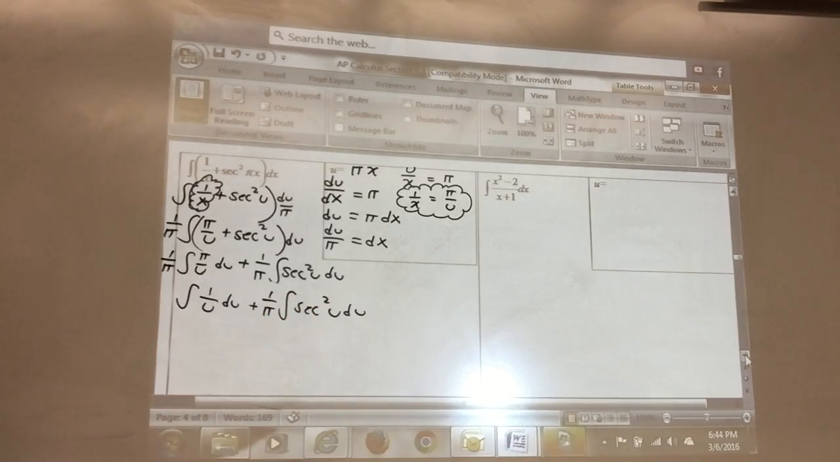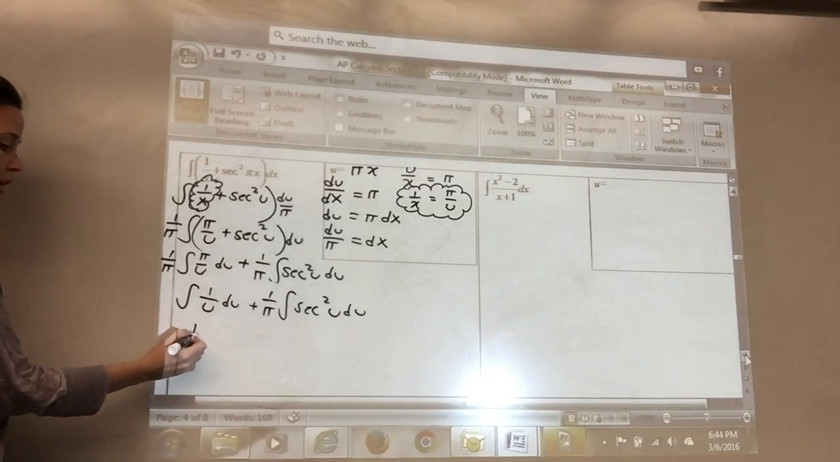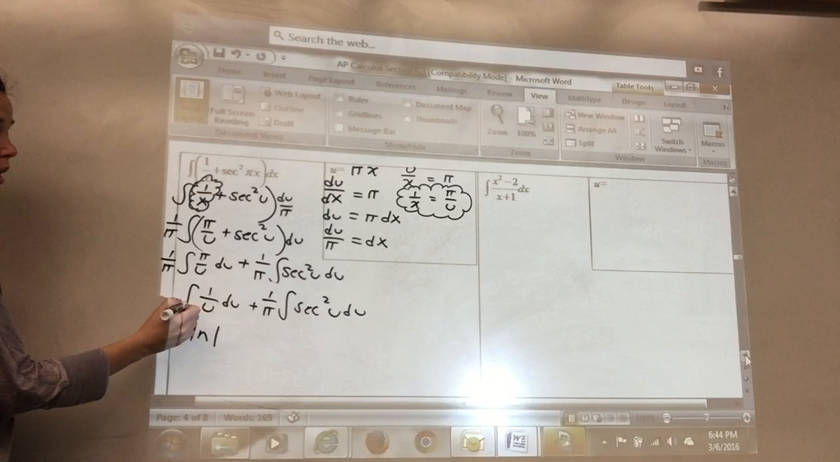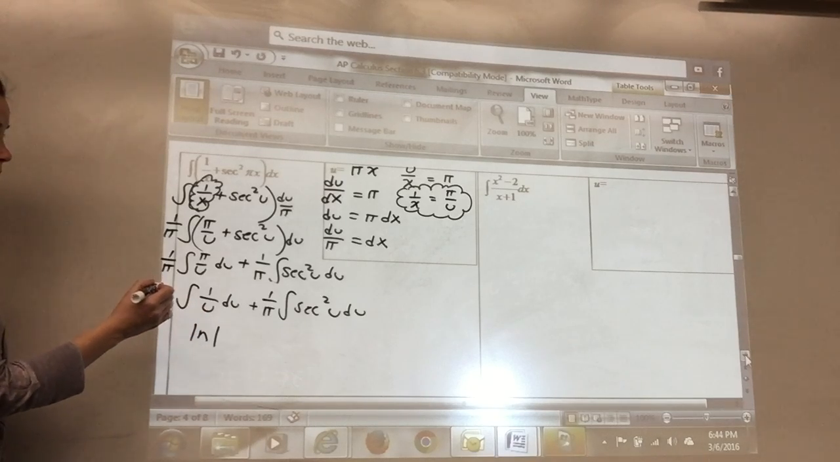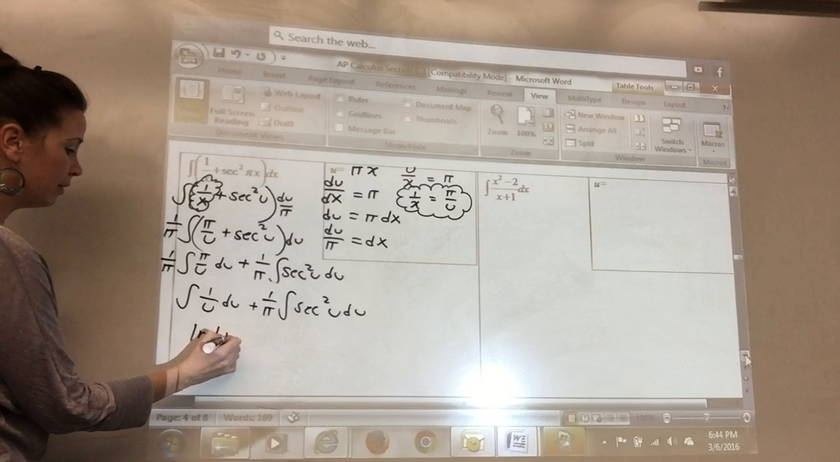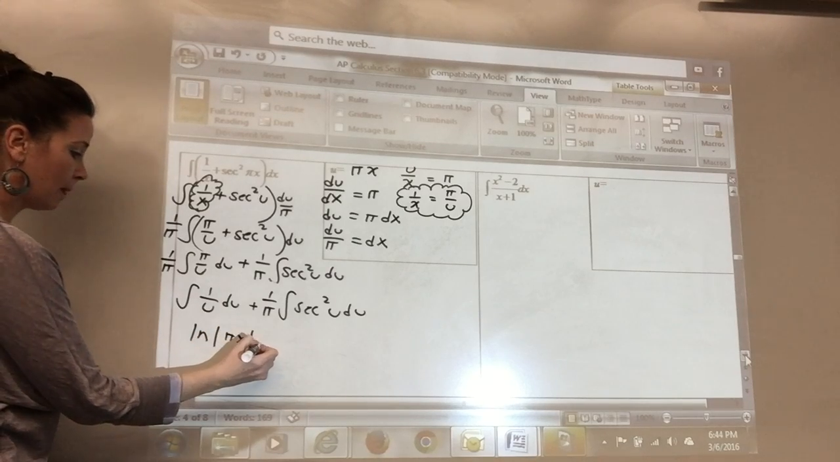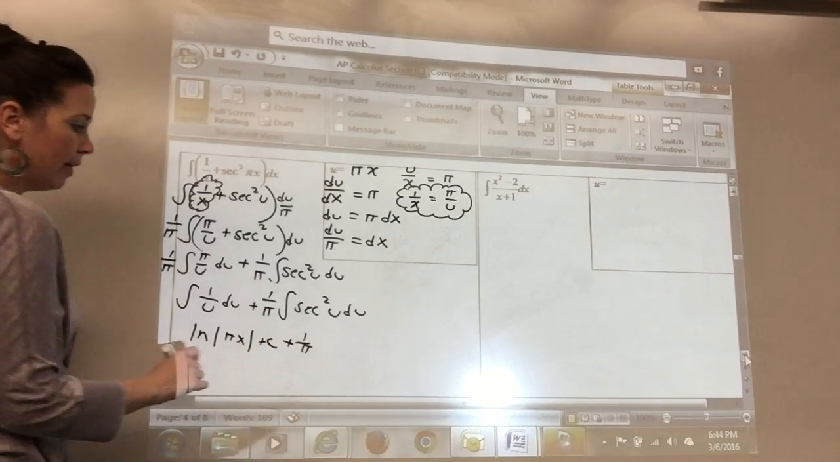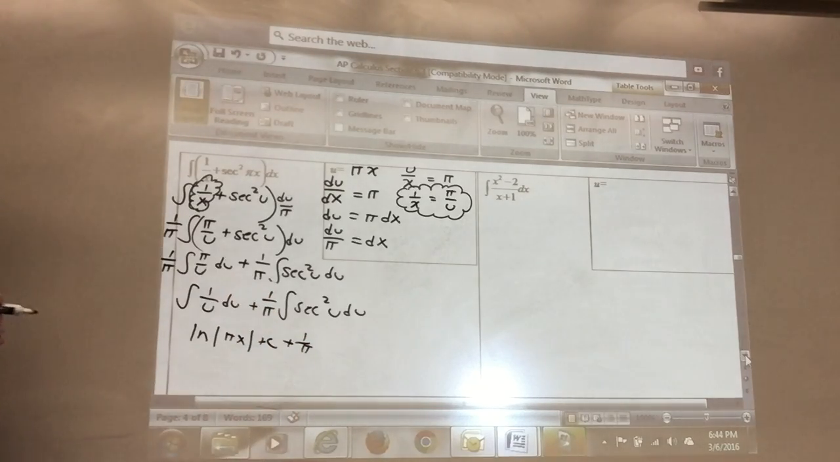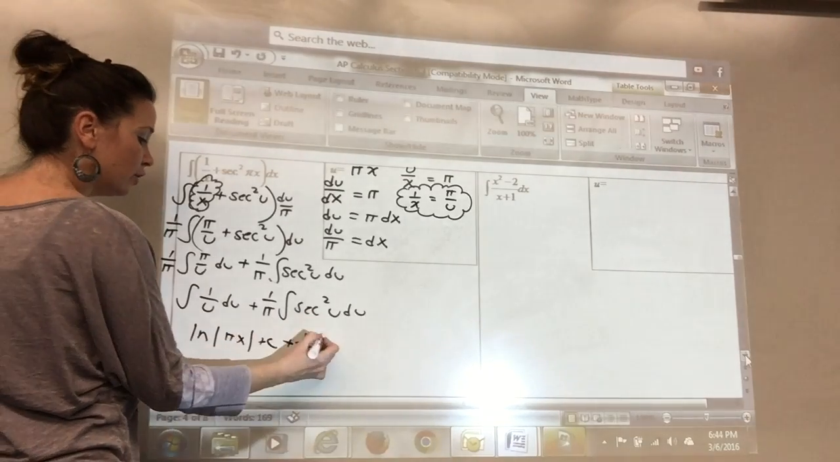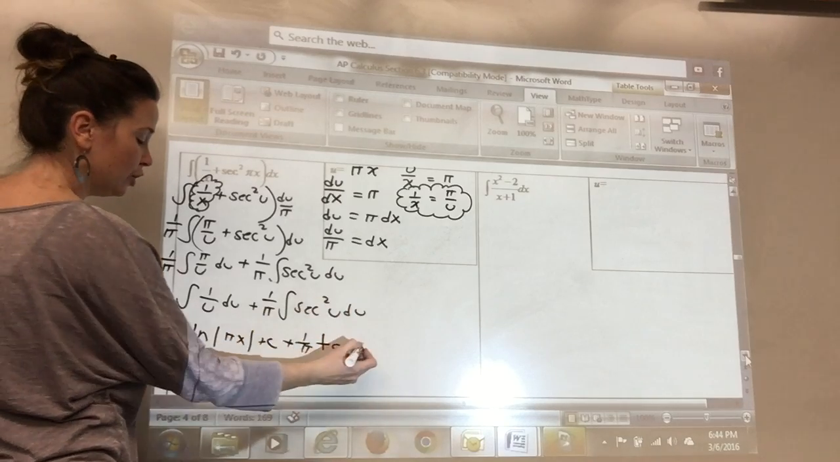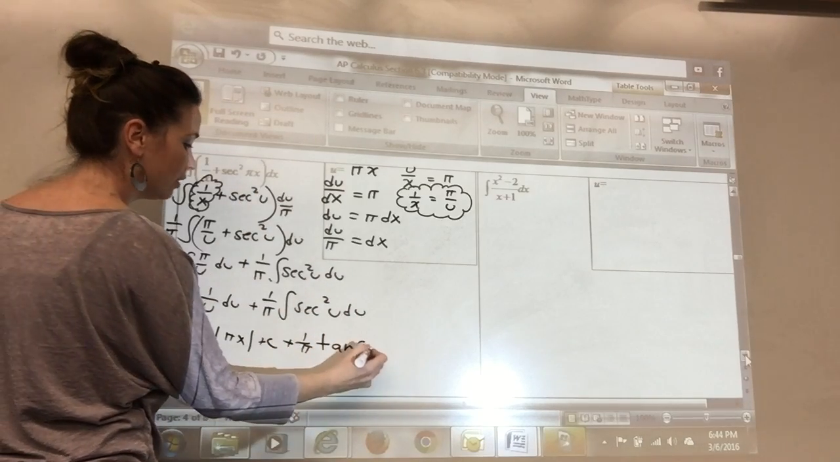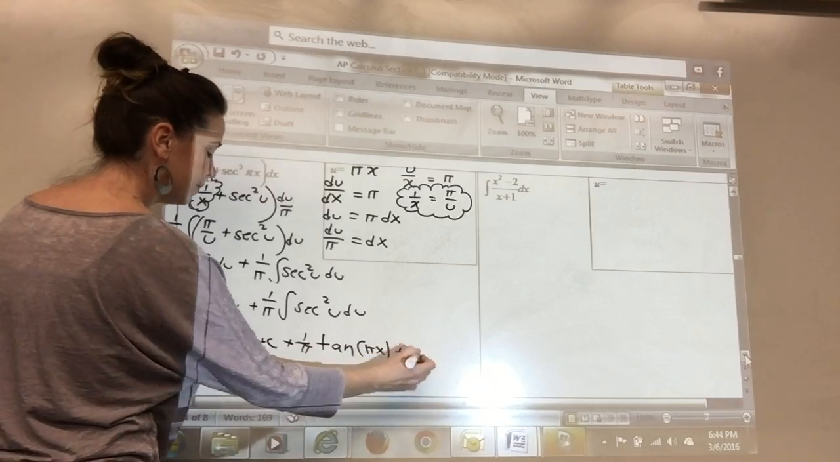Okay, so here we go. What's the integral of 1 over u? The integral of 1 over u is going to be the natural log of the absolute value of u, which the absolute value of u was pi x, right? Okay, and I'll do a plus c, I guess, here. And then over here we have our 1 over pi. And then we have to take the integral of secant squared. Now what derivative has the answer of secant squared? That's tangent, right? So that means this comes off of our trig sheet. The tangent of u, and u again is pi x. And then plus c. Okay?